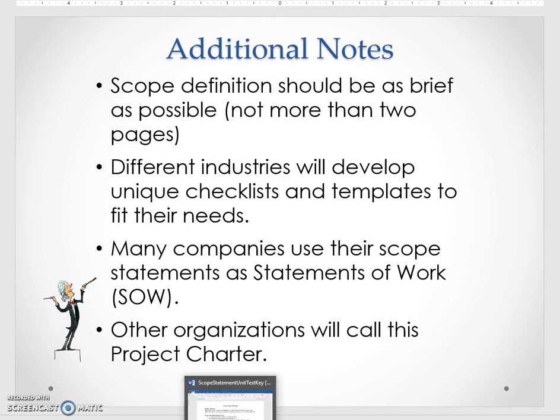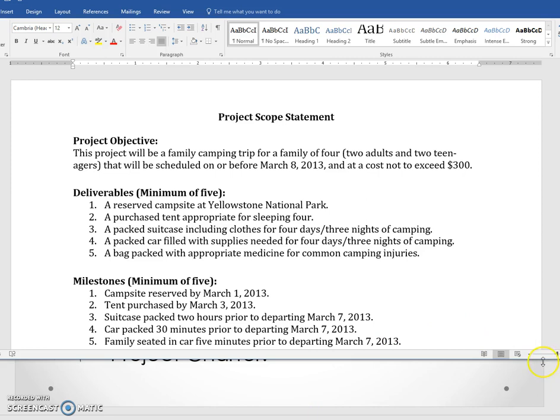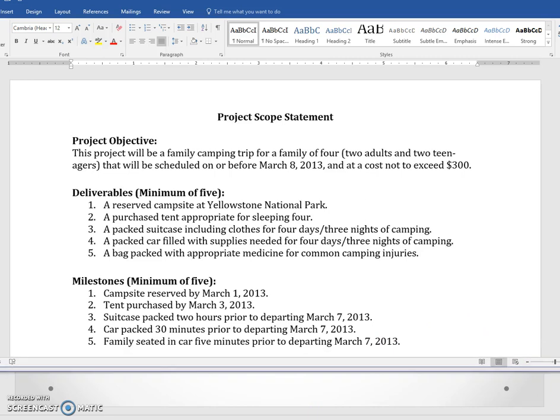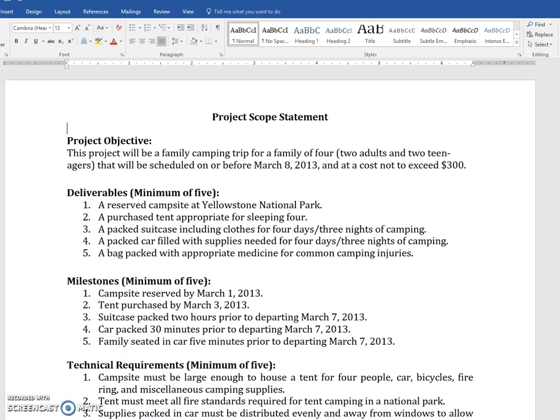Taking a look at a sample here. This is a sample one that we can take a look at. Kind of going through the steps again. There's a project objective. It says the what. So this project is a camping trip for a family of 4. There's the what. Everybody knows what's happening in this project. It's going to be scheduled for March 8th of 2013, and the cost is not to exceed $300. So there's the what, the by when, and the how much.